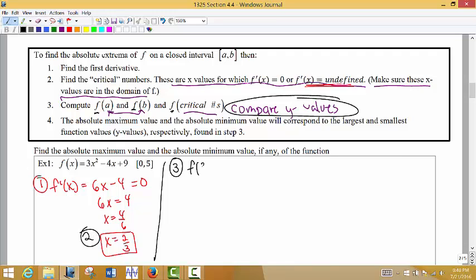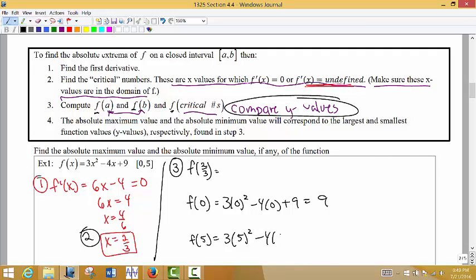We're going to plug in f of 2/3, so 2/3 into the original function. We're also going to plug in the boundary points, so we're going to plug in 0 and we're going to plug in 5. We want to see what the y values of all of these points are. So let's plug in 0. That's pretty easy. If I plug 0 into my original function in place of x, I get 9. If we plug in 5, we just throw this right into our calculator, and I end up getting 64. We already looked at that and found that on our graph.